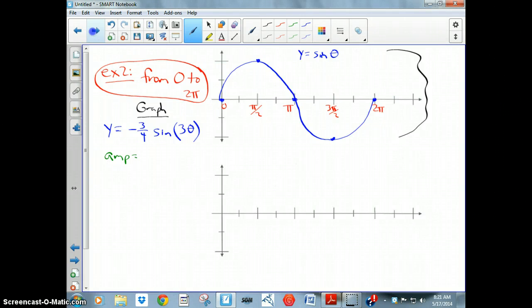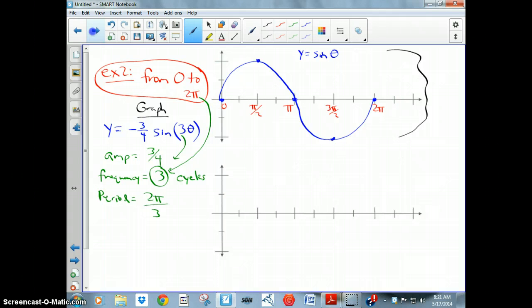First of all, the amplitude. Remember, amplitude is always positive. Amplitude is 3/4. The frequency is 3, the b value. That means from 0 to 2 pi, I'm going to have to draw 3 complete cycles. I'm going to need 3 cycles, so we're going to have to do some planning. The period is 2 pi over 3, or the b value. And this is going to be our key number because that's where 1 cycle is going to end.